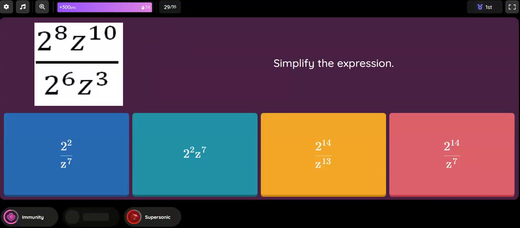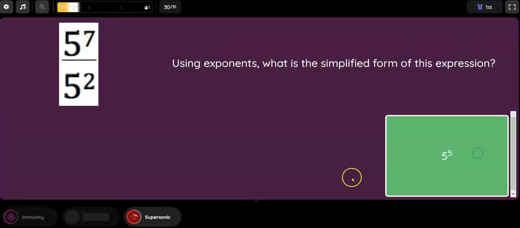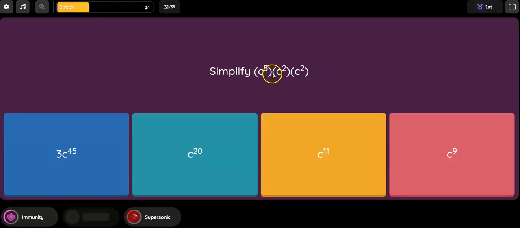This question should be completed in 2 parts. First with the 2, subtract the powers, and then with the z, subtract the powers. 2 squared, z to the 7th. Keep the base the same, subtract the powers. Keep the base the same, add the powers. 5, 7, 9.